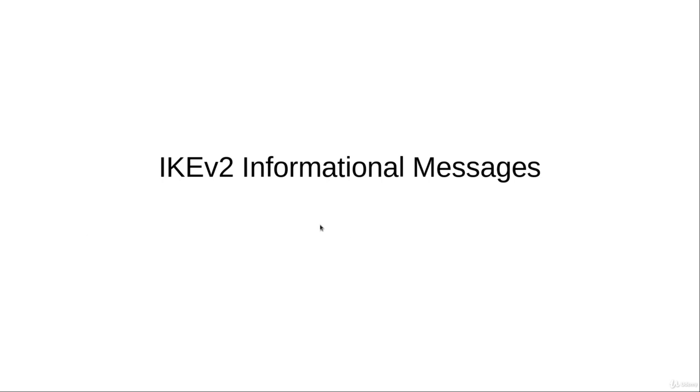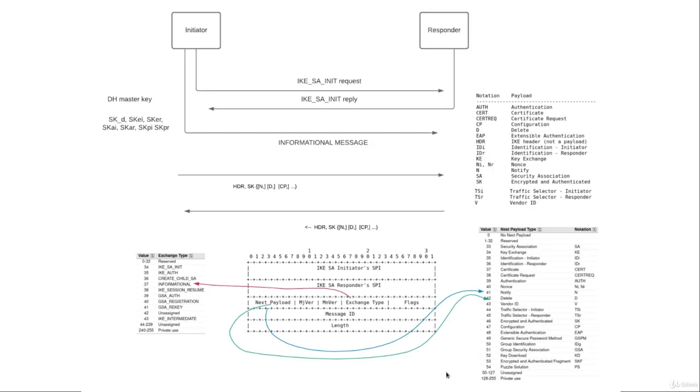Hello. In this lecture, we will understand in more detail what informational messages are. Informational messages can be sent by either the initiator or responder after the Diffie-Hellman keys have been shared. Informational messages are identified in the IKE header by an exchange type value of 37. This indicates to the recipient that this is an informational message.